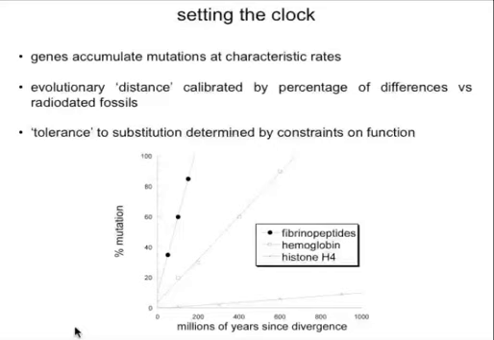So we can calibrate an evolutionary distance, that is time, by the percentage of differences that we see between sequences, plotting those against the fossil record timeline. When I say setting the clock, what we're really looking at is the fact, again, that different sequences evolve at different rates, and that is because they have a different tolerance to substitution, and that tolerance is determined by the kind of selective pressure they're under. Another way to talk about selective pressure is perhaps the constraints that are placed on the function of that molecule.